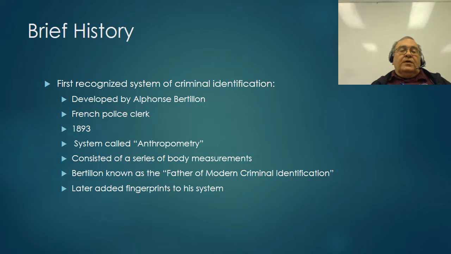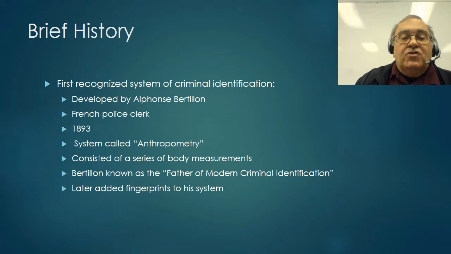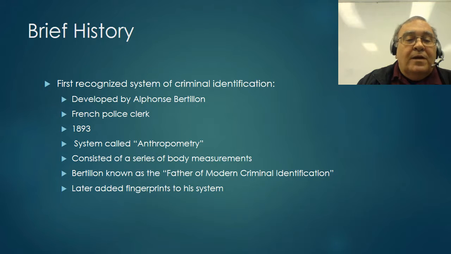Just a brief history. You should know by now that identification started with anthropometry, developed by a French police clerk by the name of Alphonse Bertillon, who is known as the father of modern identification. As fingerprinting evolved and became recognized, he added fingerprints to his anthropometry system.